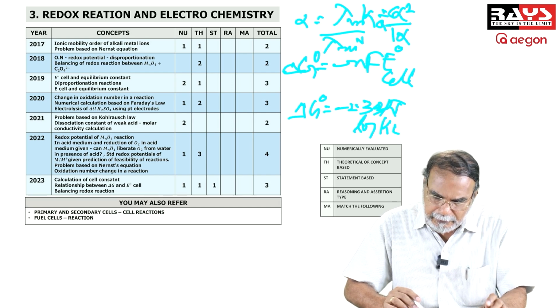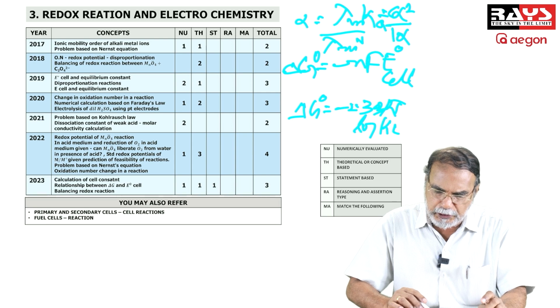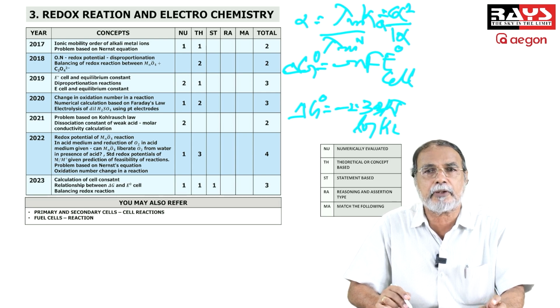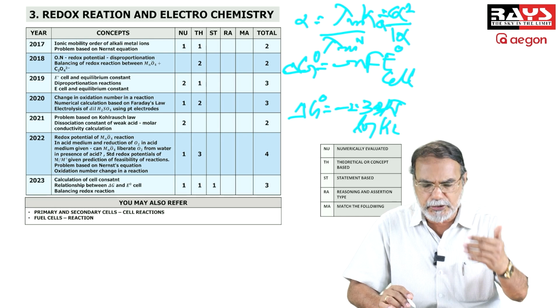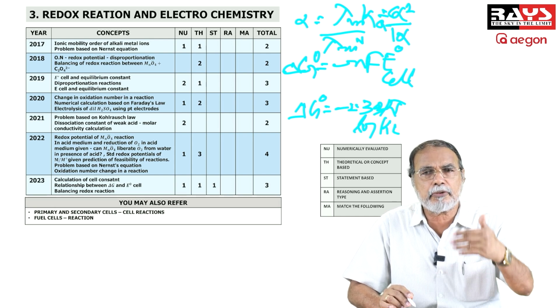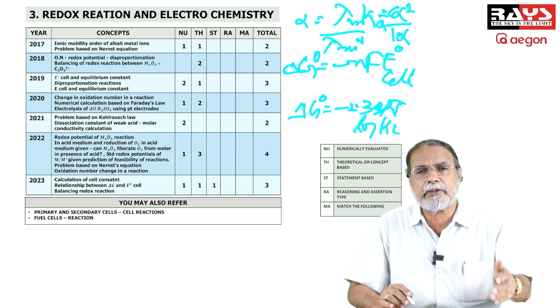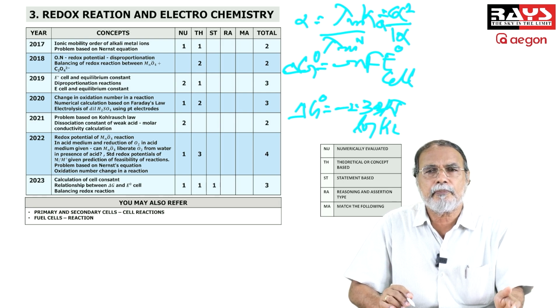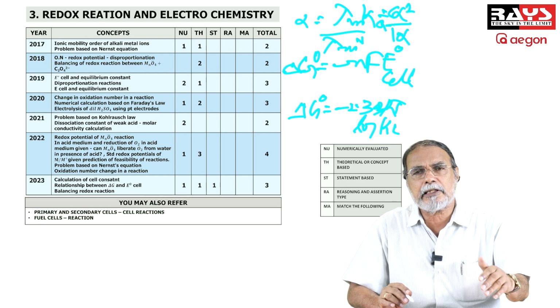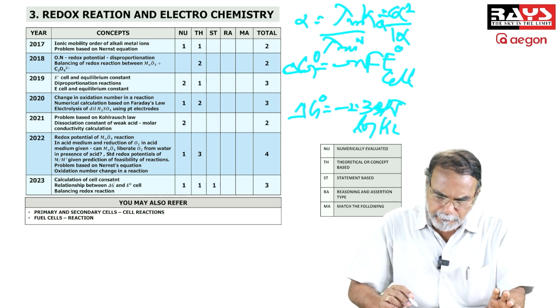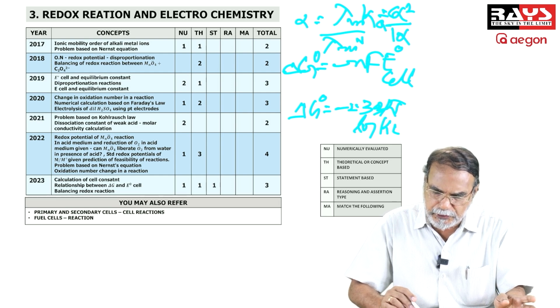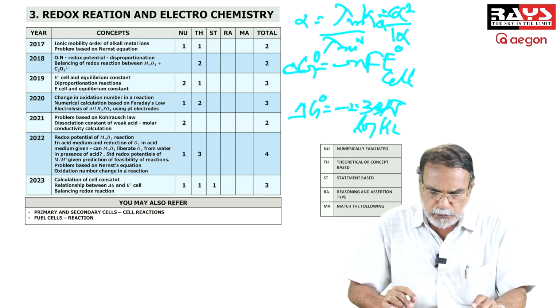Okay, and then there was a question on the standard redox potentials of M plus given predictions about the feasibility of reactions. Given potential values, prediction of the feasibility of reaction by calculating the EMF and see whether the value is negative or positive. You will be able to predict whether it is a spontaneous process or not. Okay, and problem based on Nernst equation and oxidation number change in a reaction. All those questions, as many as 4 questions, were asked in 2022.